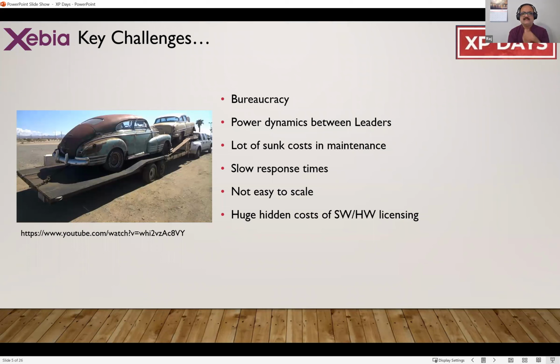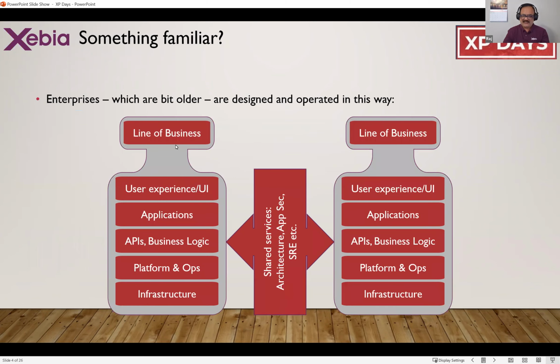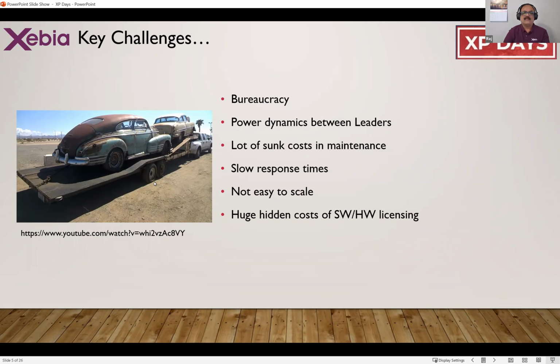That's an example of bureaucracy. Power dynamics. When you structure your company based on these kinds of silos, the tower leader, whatever you call it, the person sitting there, it is their turf, it is their playground. They don't want somebody else to come and take something out of that. So you'll have a lot of sunk costs in maintenance, something which is hidden. There'll be slow response times, all this. Of course, you can read this.